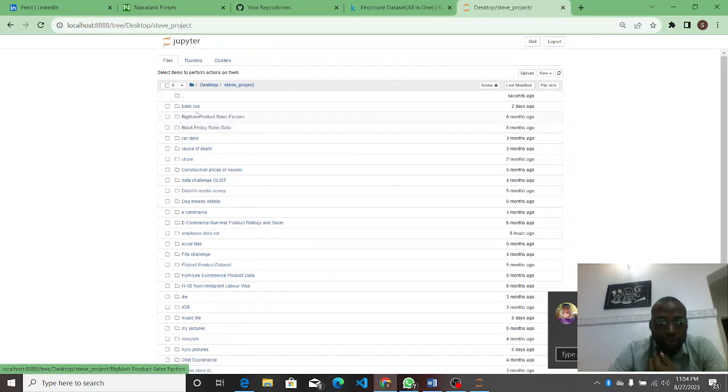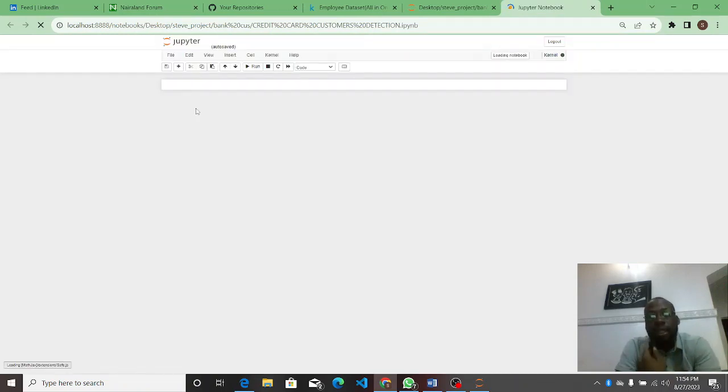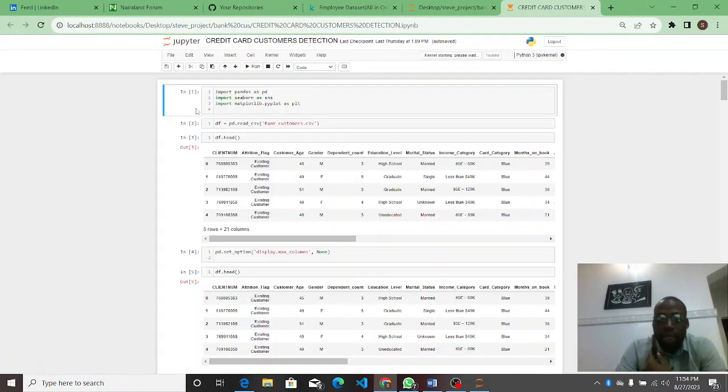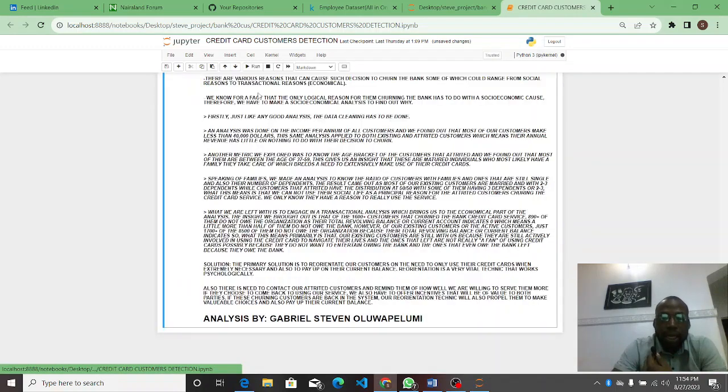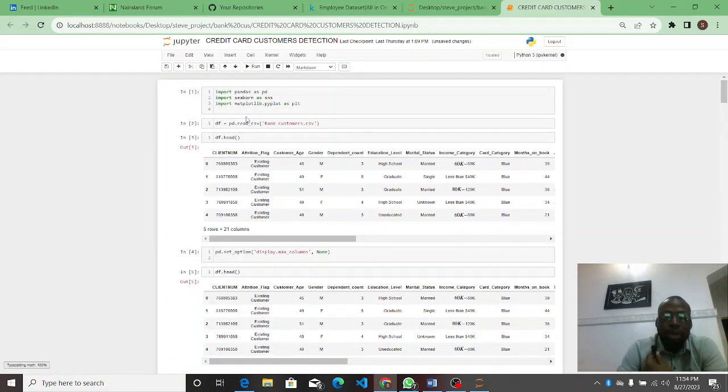And like I said, it's a bank credit card customer attrition analysis, and what that means is there is a particular bank that offers credit card service, but then some of their customers are leaving or stop using the credit card service, and the bank is kind of worried. They give a data analyst the task to know why, or what could be the reason why they churned or attrited the credit card service.